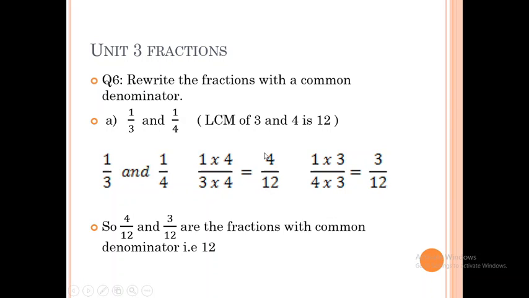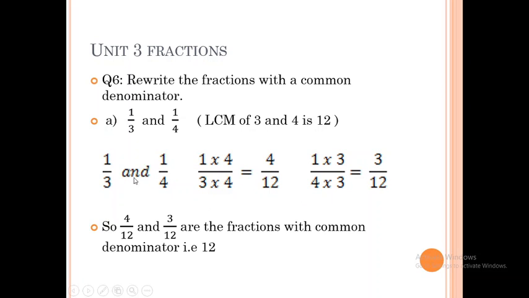So the new fraction that you have written here is 4 by 12. In the place of 1 by 3, we have 4 by 12. Now the next fraction is 1 by 4. So how to convert this 4 into 12? Multiply by 3. You are going to multiply 4 by 3, and do the same multiplication on the numerator, 1 by 3. When you do the multiplication, you will get the fraction 3 by 12.